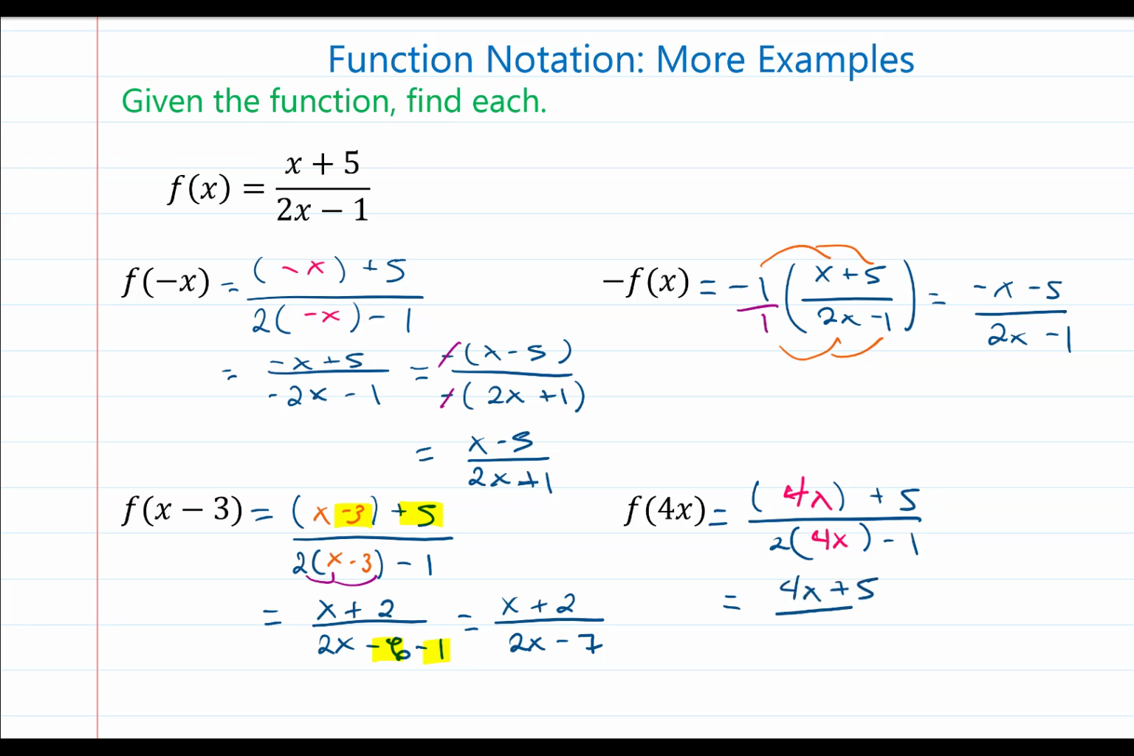so the final numerator is just 4x plus 5. In the denominator, however, I can multiply the 2 times the 4x, so I get 8x minus 1. And so that is your final answer for f of 4x.